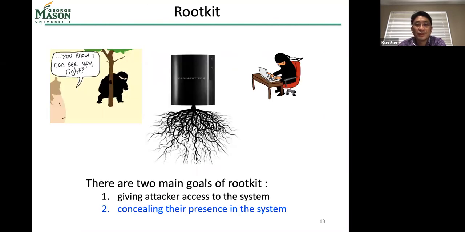So what is a rootkit? A rootkit has 2 goals. One is first breaking your system, getting access to your system. Another goal is to conceal their presence in the system. They want to achieve advanced persistence, existing in your system for a long time while being stealthy.